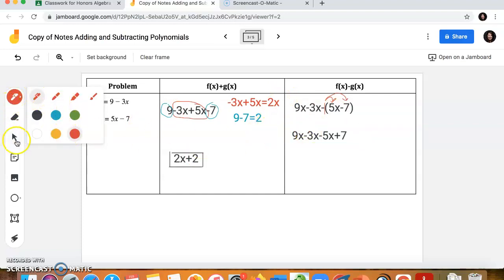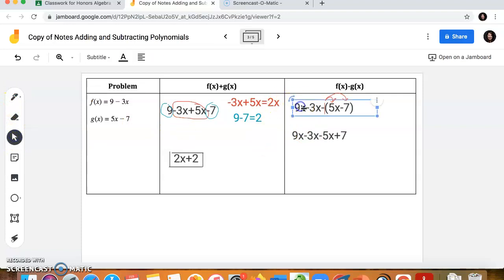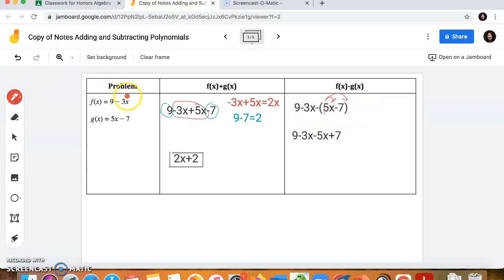Oops, I made a mistake here. Not sure if you noticed. That 9 should not have an x, because as you see here, it's just 9 minus 3x. So no x there. All right, so now we can combine like terms.